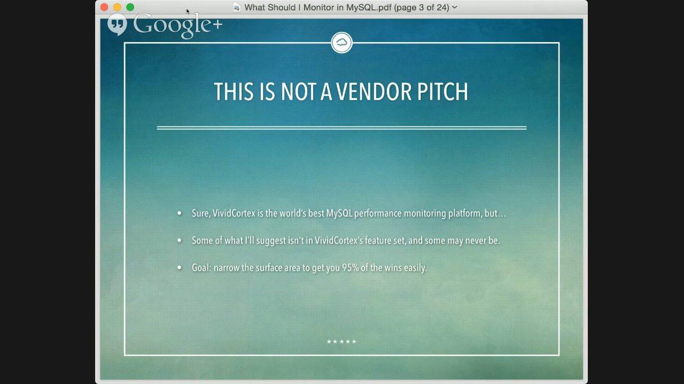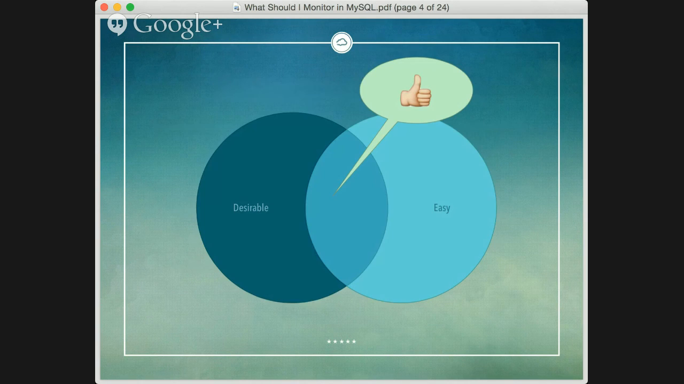I'll show you some things that are suggested on the internet that I don't agree with, and get monitoring really quickly. Monitor the most important things so that your databases stay fast and available. I want to get you 95% of the wins without too much work, and I particularly want to avoid some of the harmful side effects of monitoring badly. So we're going for the things that are easy and desirable together: the things you can easily do and the things that are the best to do.